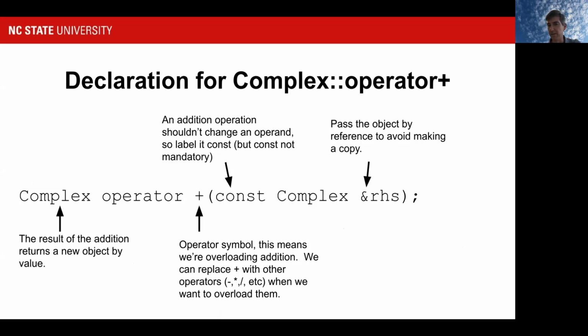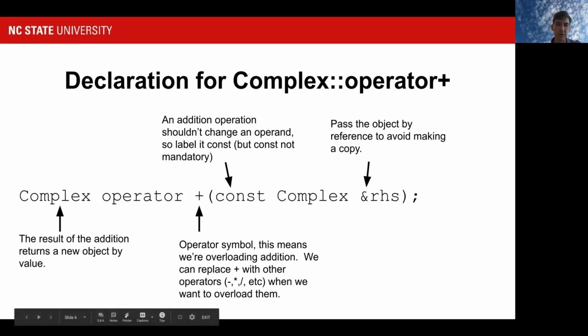We don't have to make this a reference. It just makes it more efficient. It means we're not making a copy. But you could omit the reference here. So all you really have to say here is complex RHS, for example. The plus symbol here means we're overriding addition, but you could replace this with subtraction, multiplication, division, and so on if you wanted to implement something different.